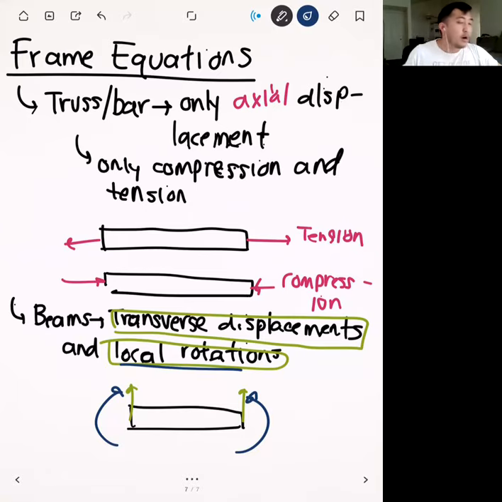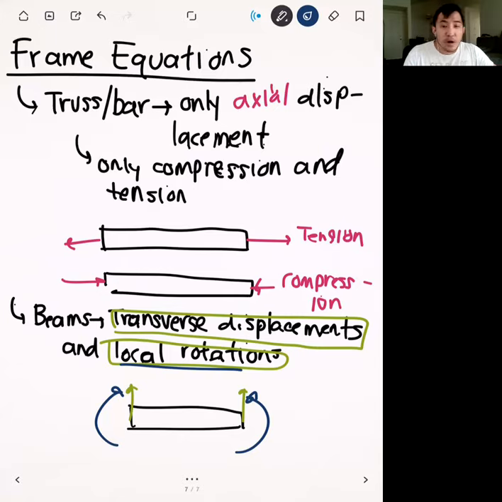Because the truss and the beams are only able to support these basic types of deformations, it limited them in solving certain kinds of problems. So if we wanted to use truss elements on a problem, we had to make sure it would be a situation where the primary modes of deformation would be just compression and tension, or axial. And the same thing for beams. If we wanted to use a beam in a certain problem, we had to make sure that the primary way that it actually deforms was in the transverse direction or with local rotations.